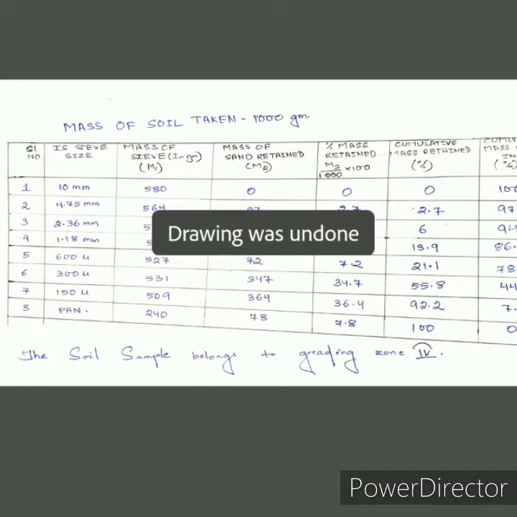From that we are going to calculate percentage mass retained, and the formula is mass of sand retained divided by total mass taken, which is 1000 gram, into 100. And the values we have got have been recorded here.